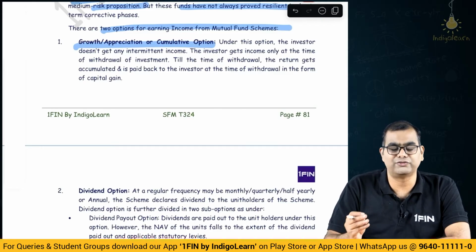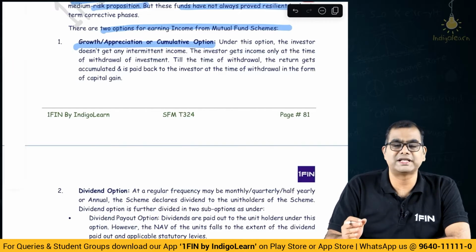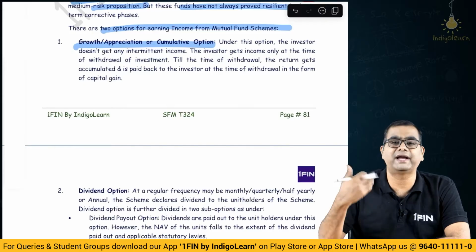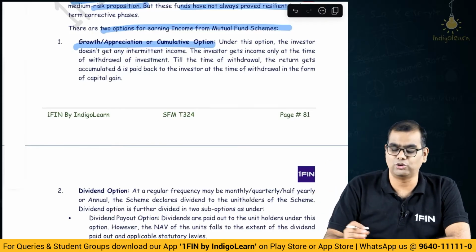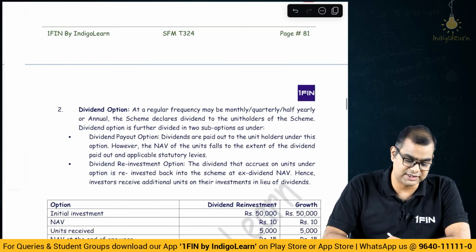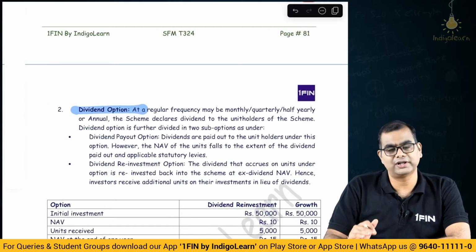If you choose the growth or cumulative option, you are basically saying, please invest any surplus cash that you get because of dividends back into the overall portfolio. Don't give me any money. So that is basically the growth option. Then you have something called the dividend option. That is, periodically give me some dividend.